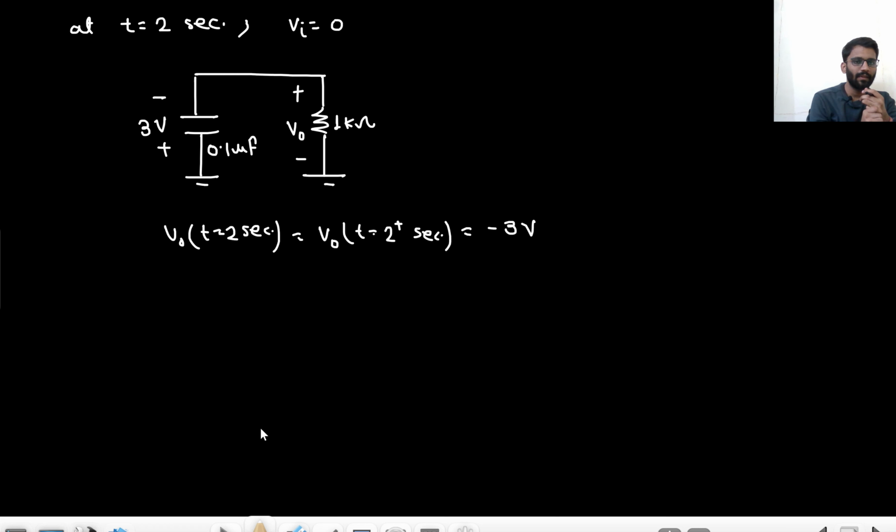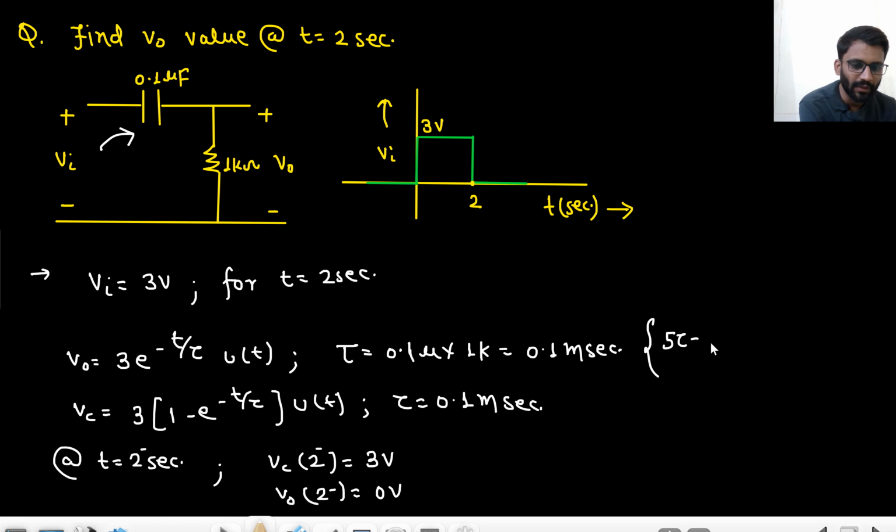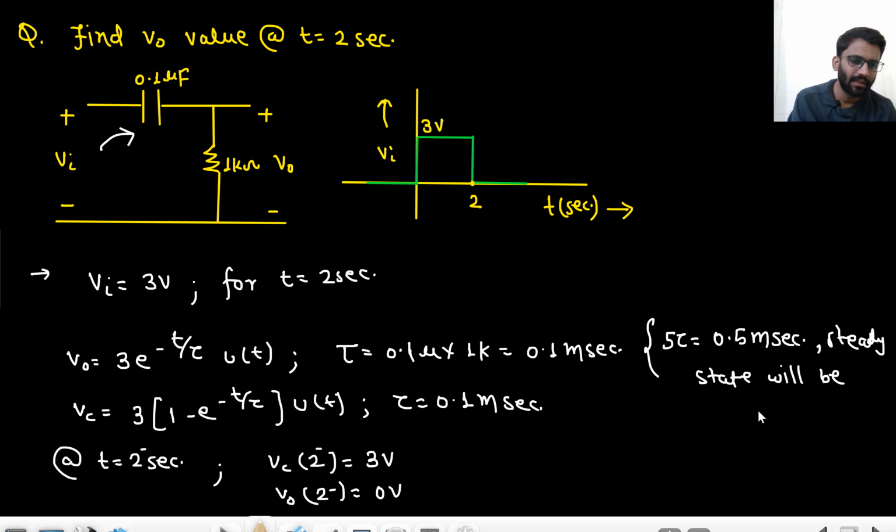For 0 to 2 seconds, you will just say 5 tau. That means you don't need to write down this equation. When you see the circuit, what will you do? Okay, 3 volt is applied for 2 seconds. But one thing you notice is that the time constant is very low. Time constant is 0.1 millisecond only. So in around 0.5 millisecond, steady state will be reached. So now you don't need to write down these equations.